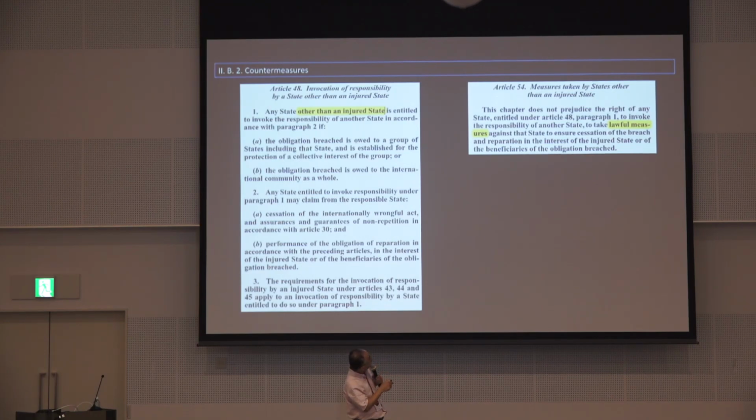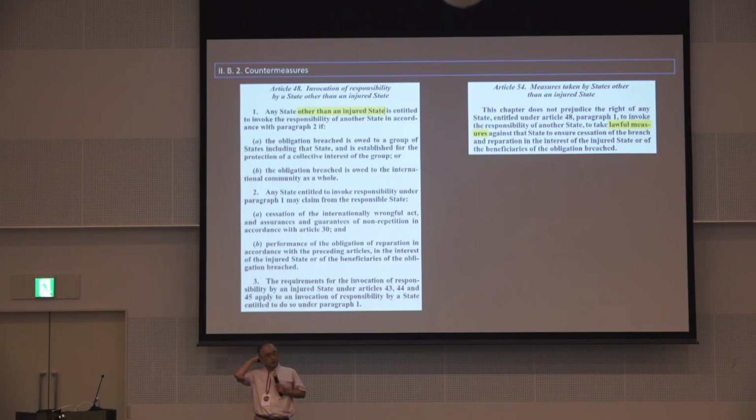This chapter does not prejudice the right of any state, which means that any state includes, of course, non-victim or non-injured state. They can take lawful measures. What lawful measures? Does it include countermeasures? This ambiguous provision was included because of the lack of consensus.